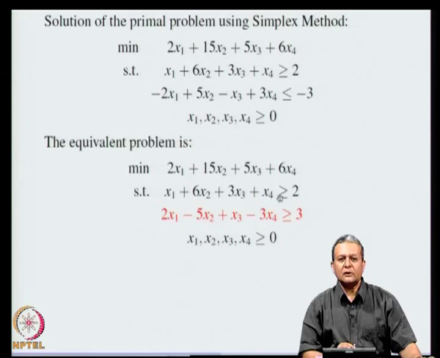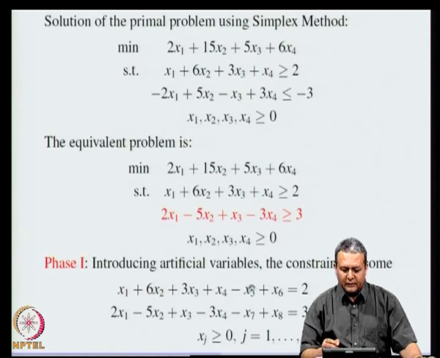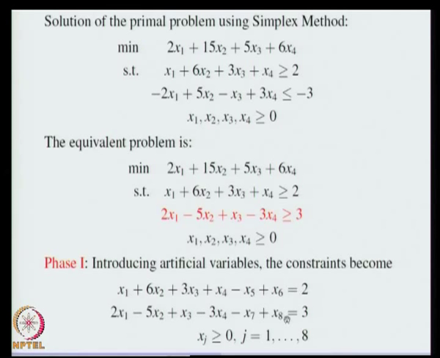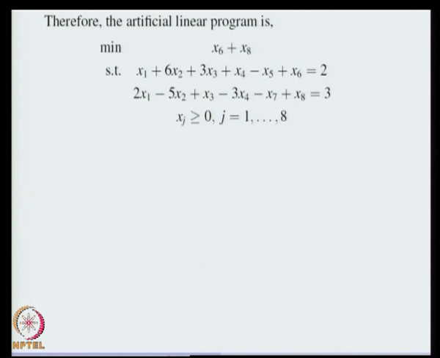Now, the basic feasible solution is not immediately obvious from these constraints. So, what we do is use surplus variables and also add artificial variables. The surplus variables are x5 and x7, and the artificial variables associated with the 2 constraints are x6 and x8, and associated with these artificial variables is an identity matrix in the constraints, and we make use of that to start phase 1 of our simplex method.